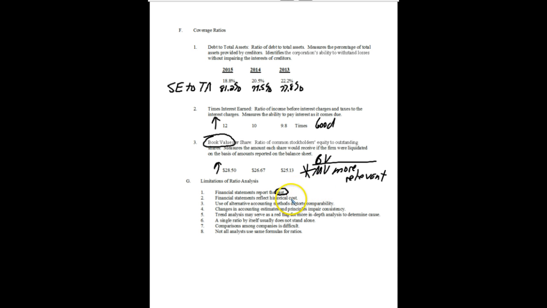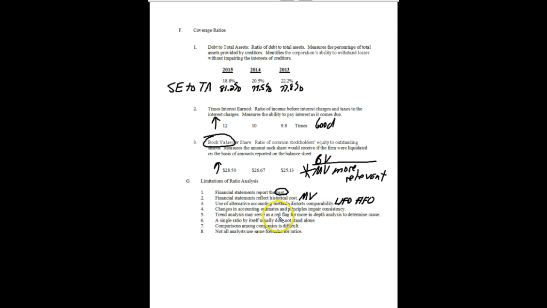Also, we use historical cost. Again, that's not market value. That's not as relevant as market value. Use of alternative accounting methods, for instance, LIFO instead of FIFO on inventory turnover, distorts comparability among companies. So if you've got a company using LIFO and you're comparing it with a company using FIFO, just because of the inventory method, you should anticipate differences just because of the accounting. Also, accounting uses estimates and different accounting principles that will affect consistency among accounting periods.